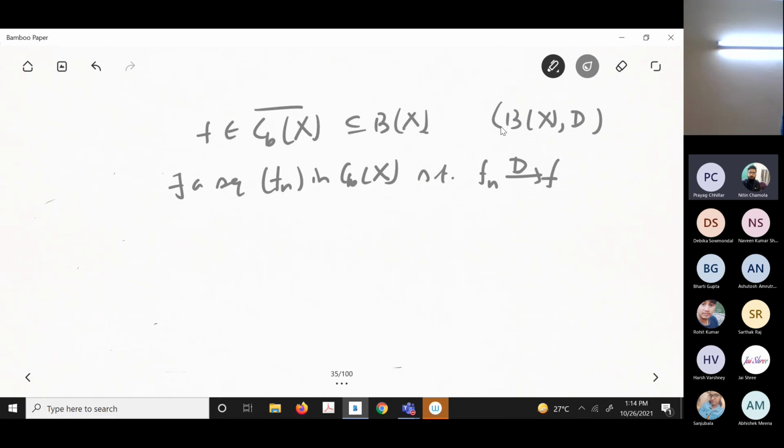Now you see that, because B(X), D is a complete metric space, first of all I am getting this: there exists a sequence such that this is going. Now already I told you about this metric D, f is in B(X). Right now I know f is in B(X). I do not know whether f is in the closure, whether f is in CB(X). Look, f is already in B(X). I only need to show that f is continuous.